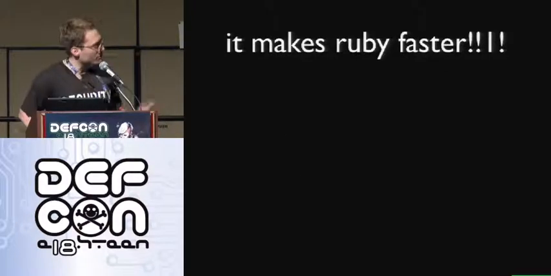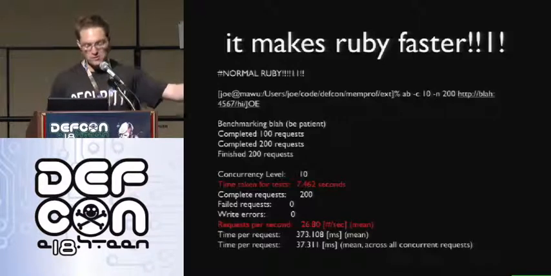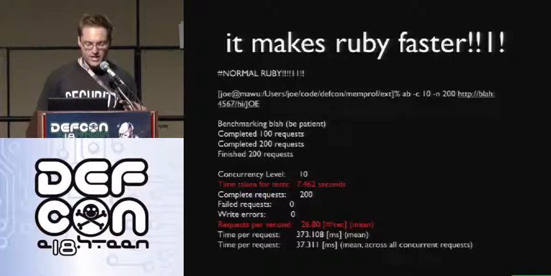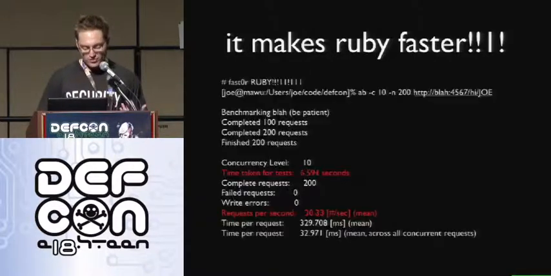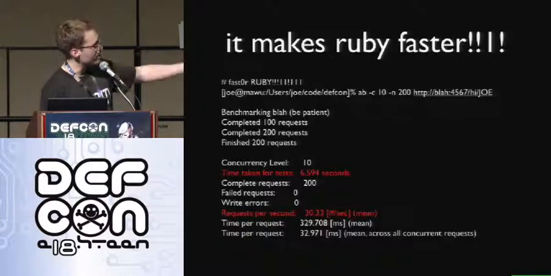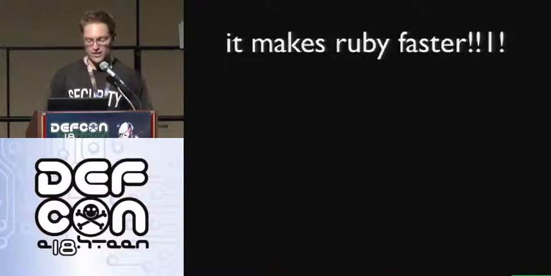And if you really want to drill it in, like, hey, it makes Ruby faster, look, here's a bullshit benchmark, but just don't tell them it's bullshit. But look, here's normal Ruby, and normal Ruby takes 7.5 seconds to do the stupid benchmark. 26 requests per second. Then after you use this thing that makes Ruby faster, suddenly you shave a second off the time, and you're now up to 30 requests per second. So you show this to a Ruby developer, and they're like, dude, I need this right now.